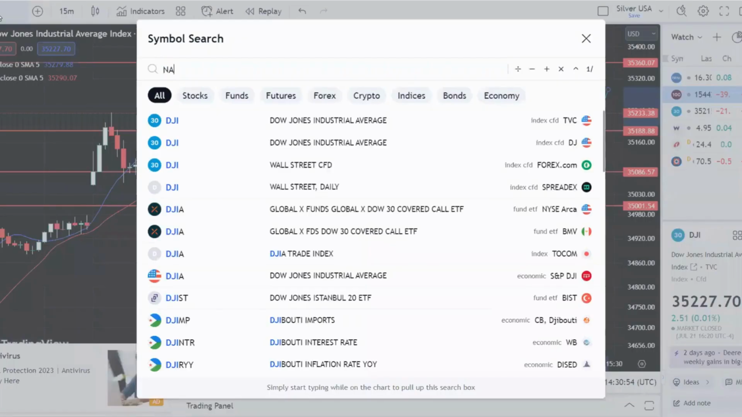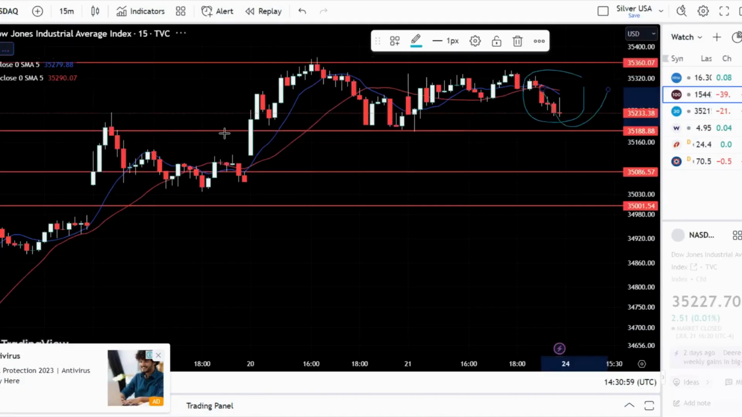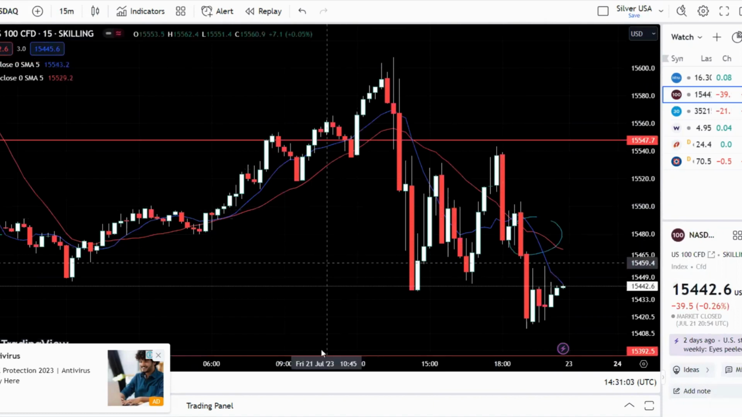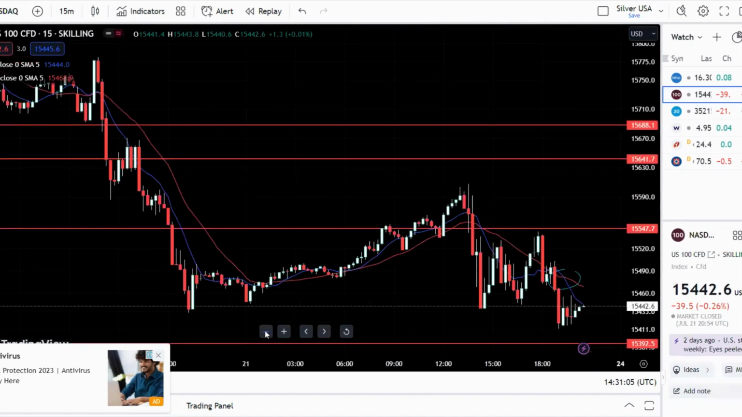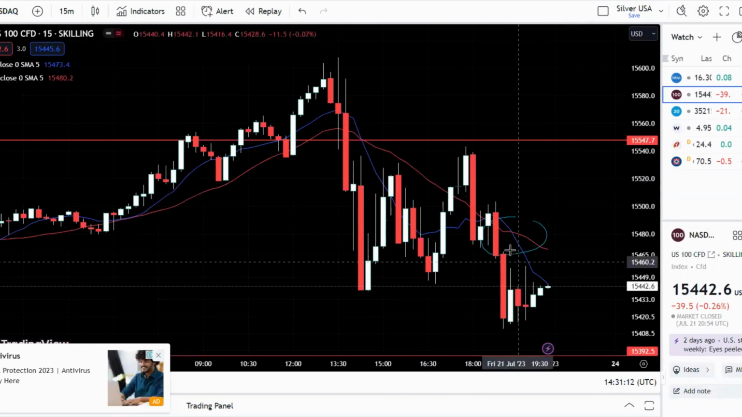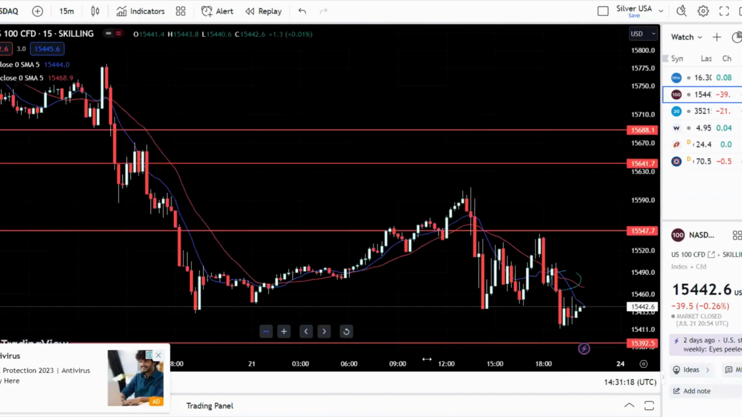Moving towards the NASDAQ part. So NASDAQ chart, you can see, this is again a short-term view, 15 minutes chart. Again here the moving average is in a bearish zone. I'm just zooming the chart once again. So this is the chart and bearish zone, and this is the support, 15,390 would be the support for NASDAQ.